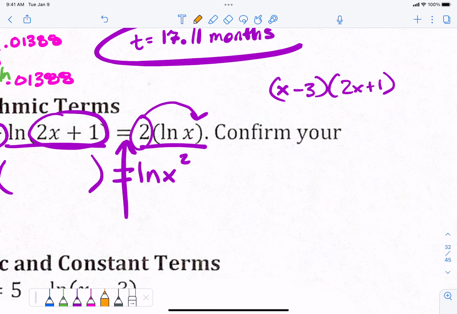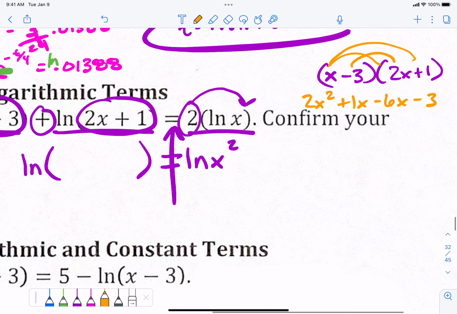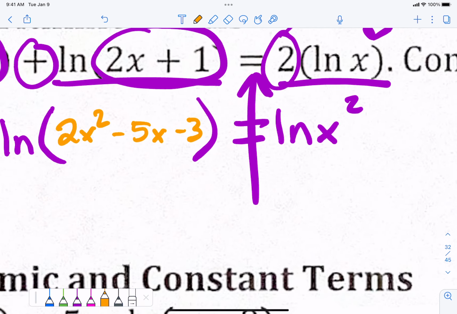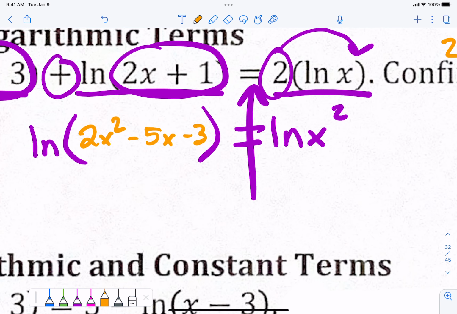If we FOIL, x times 2x is 2x squared. X times 1 is plus 1x. Negative 3 times 2x is negative 6x, and negative 3 times 1 is negative 3. So if I multiply those together, that is 2x squared minus 5x minus 3. Now I have it simplified to this. It looks uglier than it did before, but this is actually not so bad.